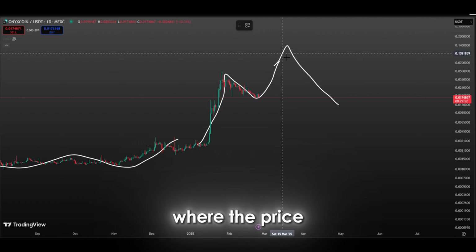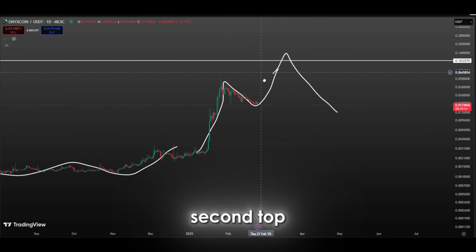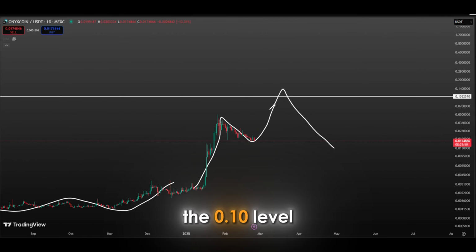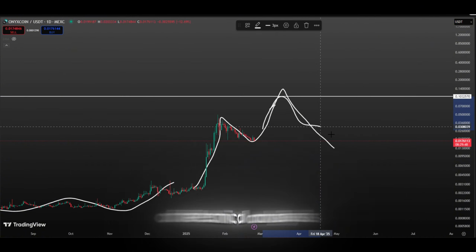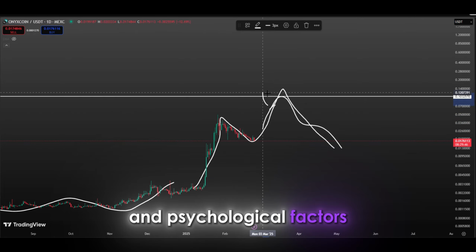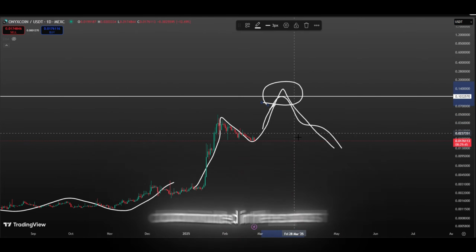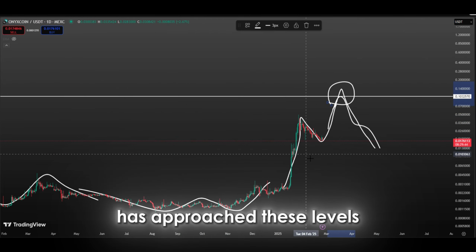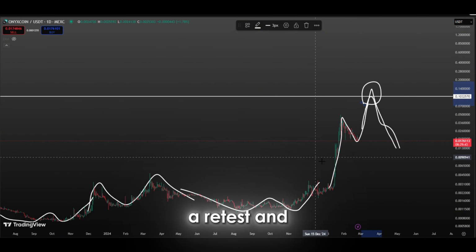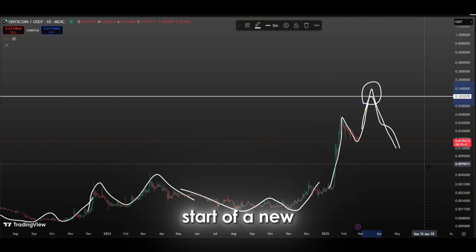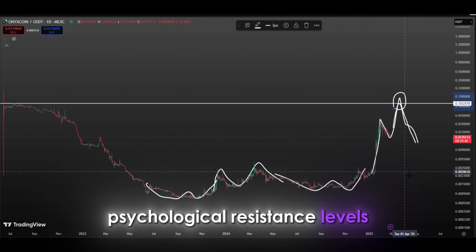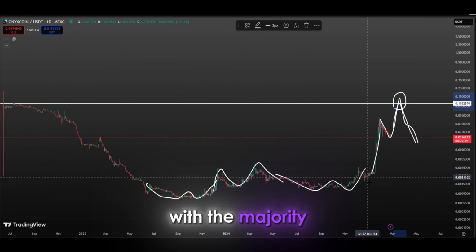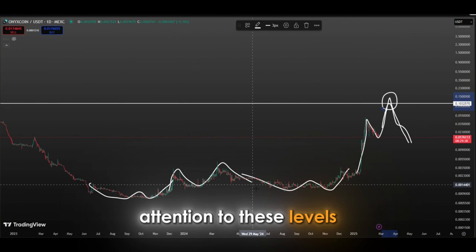One of the levels where the price may form the second top is the 10 cents level. The 10 cents level can be an important resistance level, both in terms of technical analysis and psychological factors. Although sellers have dominated in the past when the price has approached these levels, a retest and breach of this level could trigger the start of a new bullish wave in the market. Psychological resistance levels become even more important with the majority of traders paying attention to these levels.